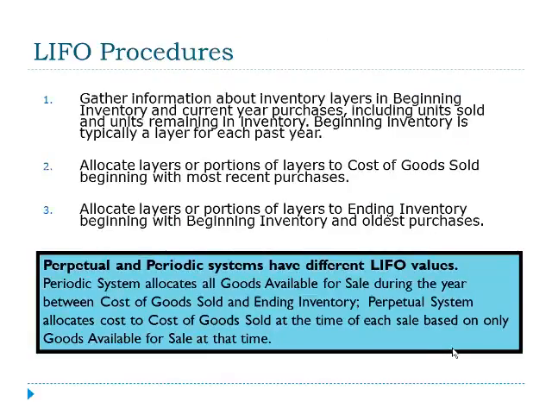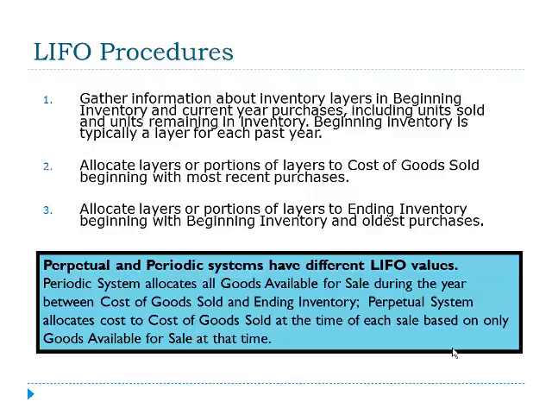Here are the LIFO procedures. One needs to gather information about the layers of LIFO in beginning inventory and current year purchases, including units sold and units remaining in inventory. Beginning inventory is typically a layer for each past year. Then we'll allocate the layers or portions of layers to cost of goods sold, beginning with the most recent purchases, and we'll allocate layers or portions of layers to ending inventory, beginning with beginning inventory and the oldest purchases.